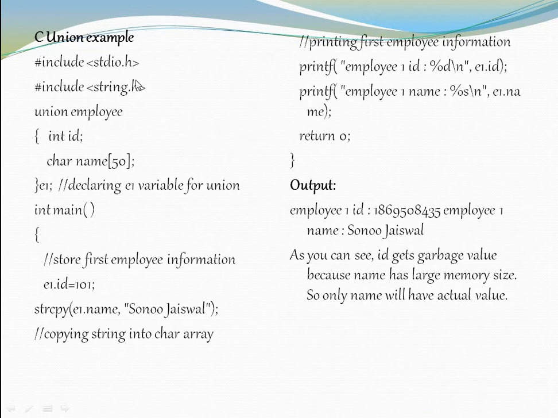Coming to the sample code, #include <stdio.h>, #include <string.h>. Here the union has been declared with int id and char name, and e1 is the union variable name. In the main function, e1.id is stored as 101 and e1.name is stored with this name using the string copy function. Once copied, we print and show the values to the user with printf, finally returning 0 and closing the program. So employee1.id is printed, and employee1.name is also printed. So this is about union.